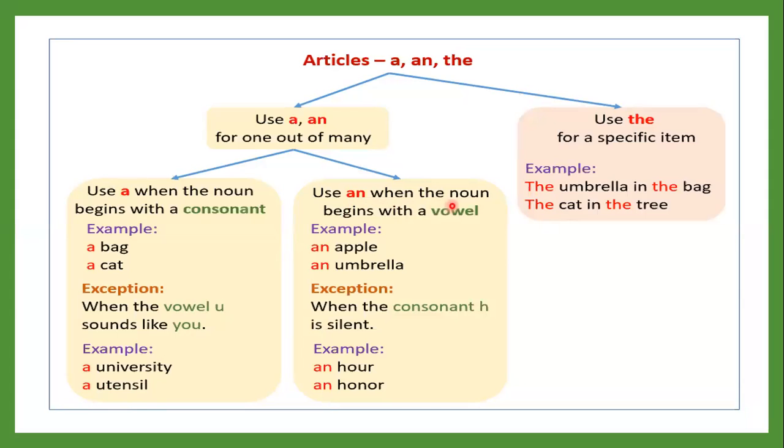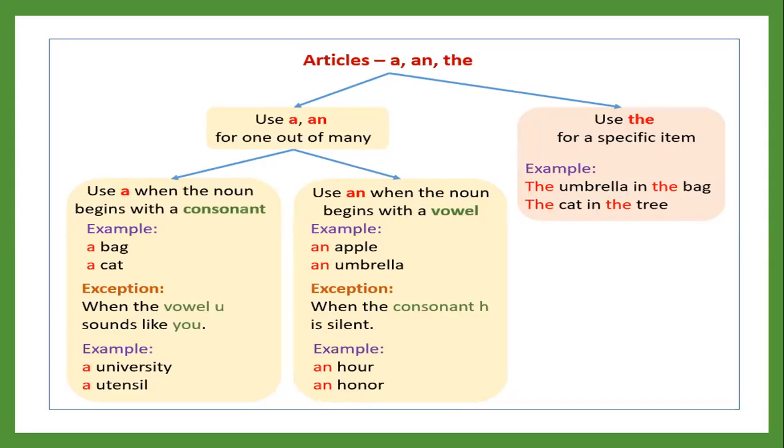Now, use an when the noun begins with the vowel. Example, an apple, an umbrella. Okay, these are the common ones. Exception, when the consonant H is silent. Now, an hour and an honor. Again, H is the first letter here. It's a consonant, but because H is silent, I can use an in front of this, because the sound that's coming out is the vowel sound, hour, honor. So an hour and an honor are the exceptions. You can have more exceptions. All the words that have a silent H can have an in front of them.